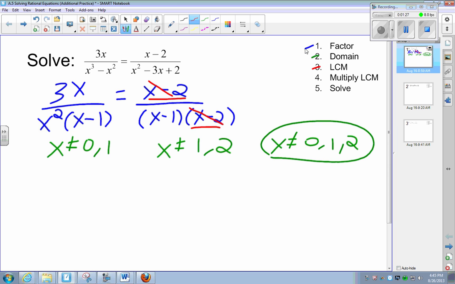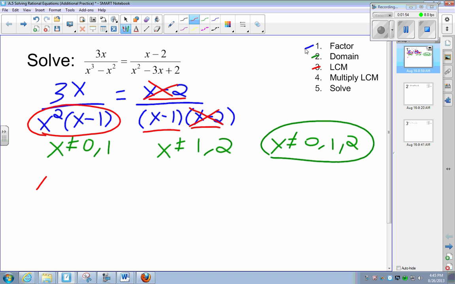All right, and so after that, we've done domain, we can look at the least common multiple. And so here, our denominator is just going to be x minus 1, and x minus 1 is a multiple of x squared times x minus 1, so this is going to be our multiple. We don't have to worry about our x minus 2 here because we've got rid of them already. Okay, so let's go ahead and multiply that through.